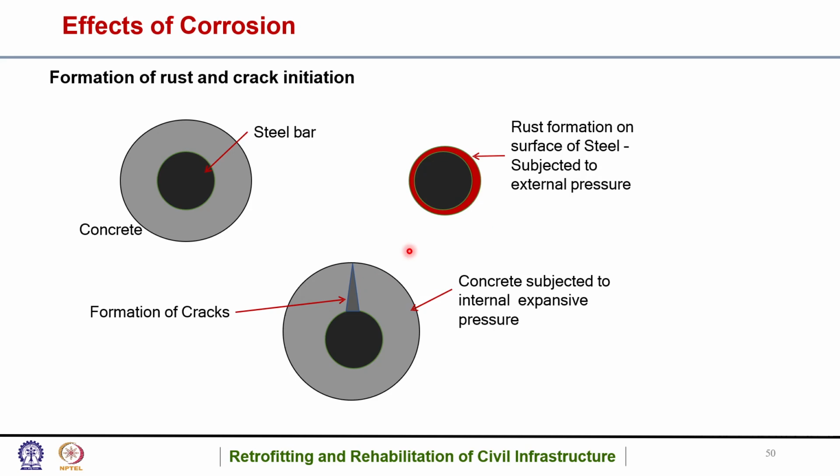And when this stress, the tensile stress, is higher than the tensile strength of concrete, which is basically the flexural strength, around 0.7 root fck, so 0.7 of square root of fck. When the tensile stress produced by this rust formation increases and is higher than the 0.7 root fck value, then there is formation of cracks. That is because the concrete is subjected to internal expansive pressure, which is the tensile stress.